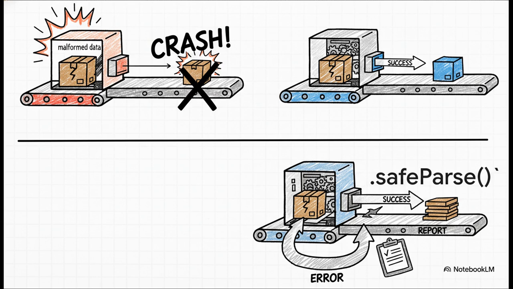And here's a little tip when using Zod in your server actions. You should probably prefer the .safeParse method. So why is that? Because instead of just throwing an error that would crash your entire action, it returns this really neat object that tells you if it was successful. And if it wasn't, you get this beautifully formatted error object that you can easily return right back to your form to display helpful inline messages.